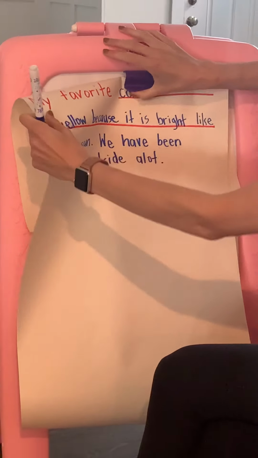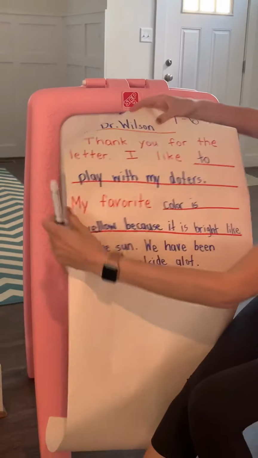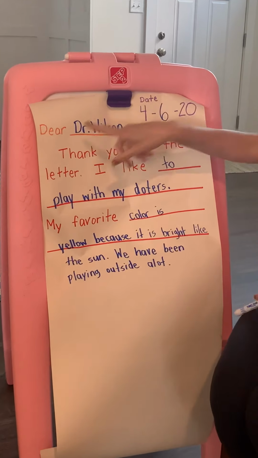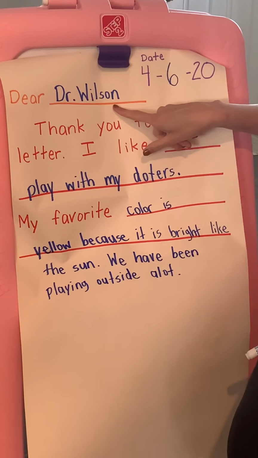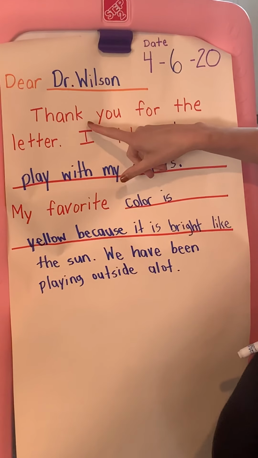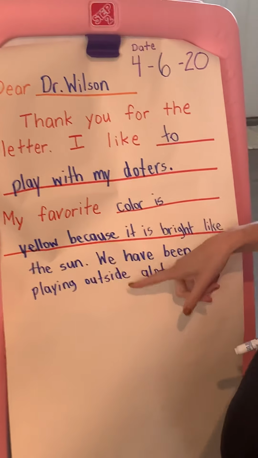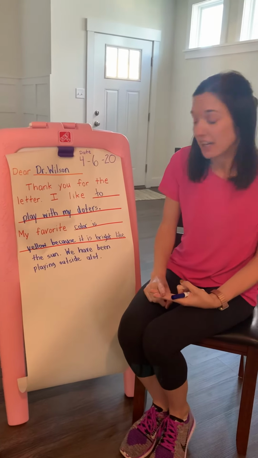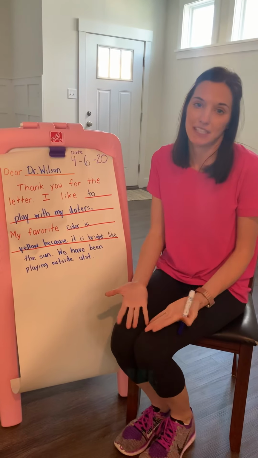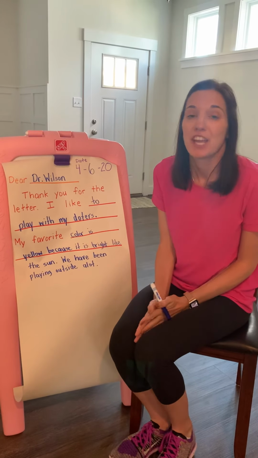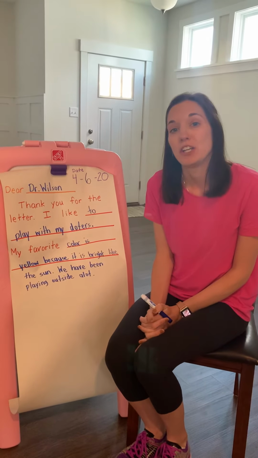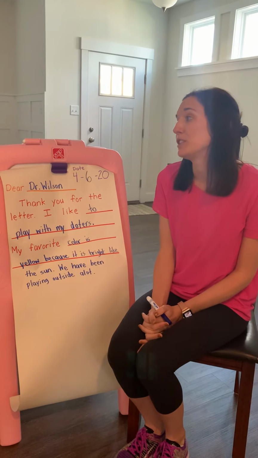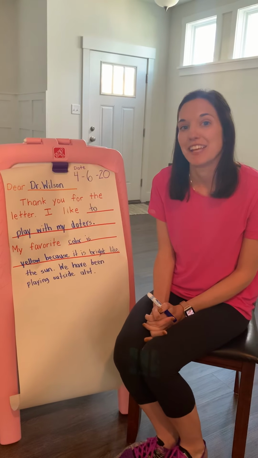Now, in my letter today, I started with the date, I said who my letter was to, and I talked about 3 or 4 sentences. Maybe things you like to do, maybe your favorite animal or your favorite color, or maybe just some activities that you've done while you've been home. So you can go ahead and get started on your letter in your homework journal or on a piece of paper, and then tomorrow we'll continue with the rest of it.